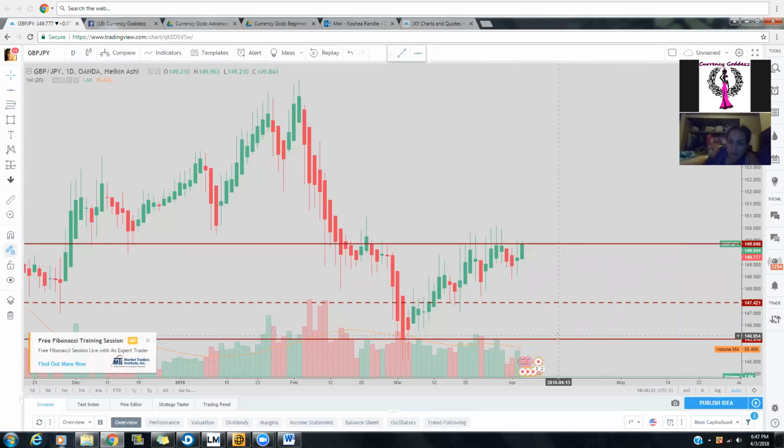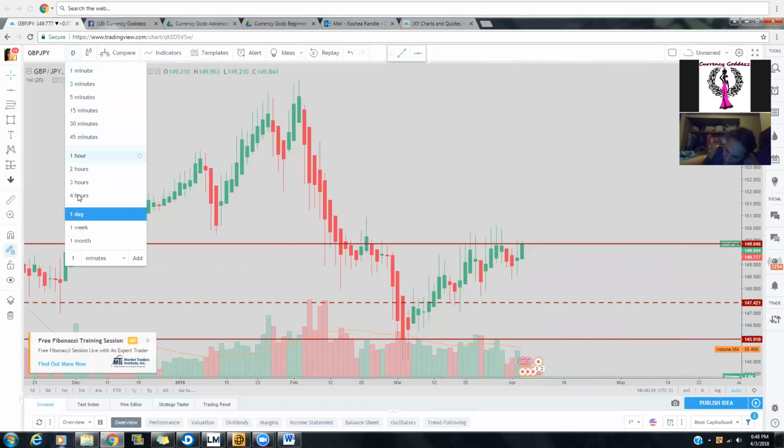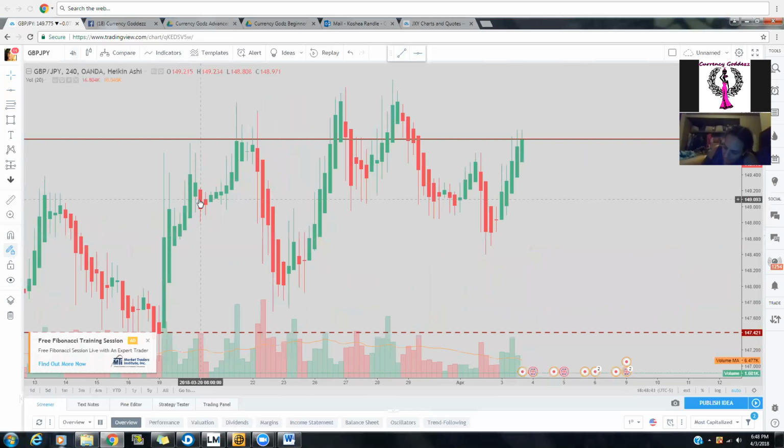So now we're going to move over to our 4-hour chart. So you want to write that down. Your 4-hour is going to be momentum. You want to write down the direction that you see. It's currently bullish as well. And it doesn't get a fib.